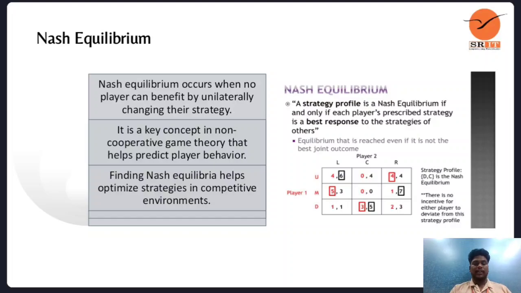A strategy profile is a Nash equilibrium if and only if each player's strategy is a best response to the strategies of the others. An equilibrium can be reached even if it is not the best equilibrium.